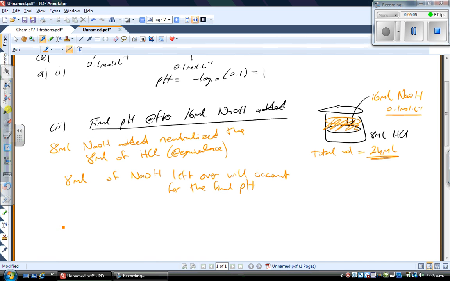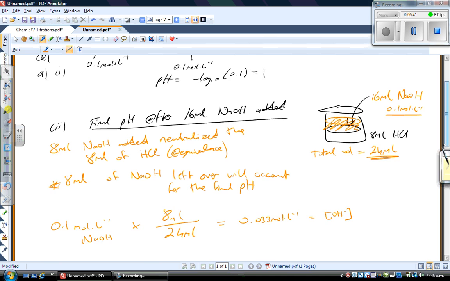So you take the original starting concentration of the sodium hydroxide, which was 0.1 moles per liter, and the 8 mils of that which were additionally added after equivalence have been diluted into a total volume of 24 mils. So that concentration becomes 0.033 moles per liter. So that's your final concentration of hydroxide ions.